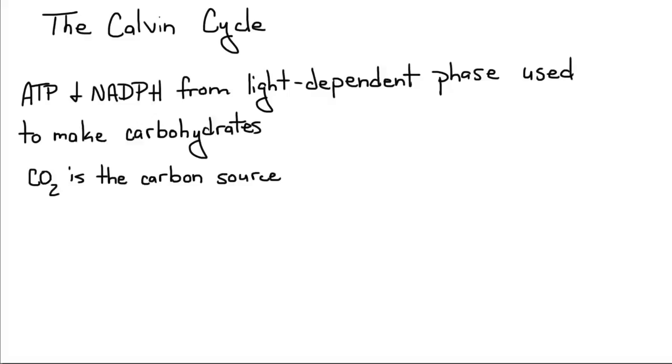It's the carbon fixation step of photosynthesis. In the Calvin cycle, ATP and NADPH from the light-dependent phase are used to make carbohydrates, and it uses carbon dioxide as the carbon source.